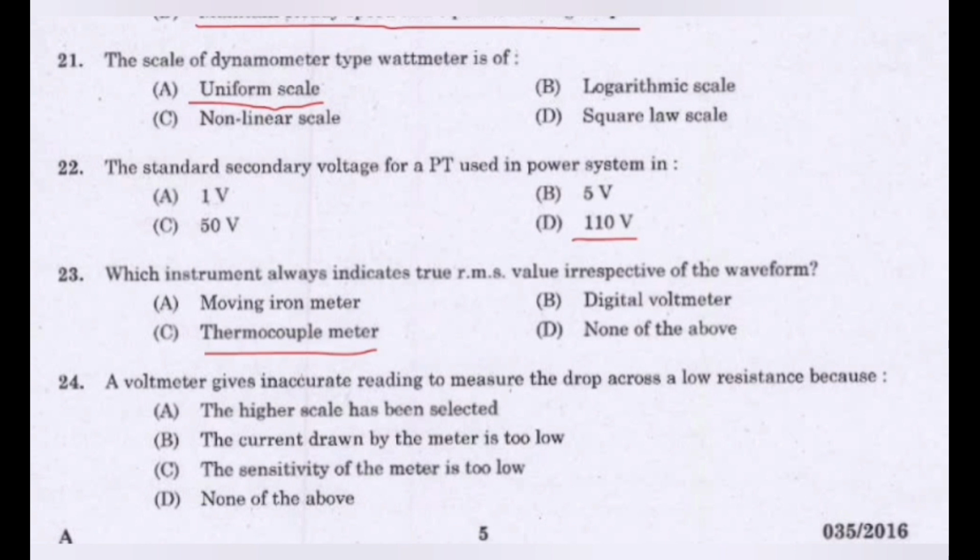Question number 24. A voltmeter gives inaccurate reading to measure the drop across a low resistance because. Option A, the higher scale has been selected. Option B, the current drawn by the meter is too low. Option C, the sensitivity of the meter is too low. Option D, none of the above. Answer is option C, the sensitivity of the meter is too low.